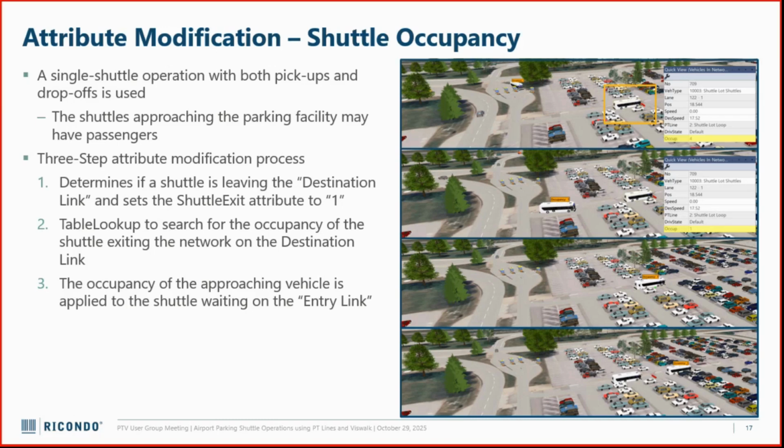To do this, we used a 3-step attribute modification process in which we determined if a shuttle was leaving the network, meaning that it was coming to the conclusion of its loop. If it touches the destination link, then the shuttle exit attribute is set to 1. We then use a table lookup to search for the occupancy of the shuttle that has the shuttle exit attribute set to 1, and then we apply that to the shuttle that is sitting on the entry link.